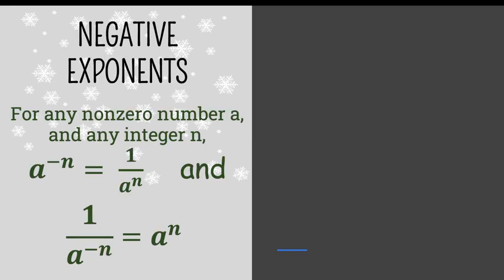Negative exponents. So negative exponents are all about the place that the number is currently. If a base has a negative exponent, it means that that base needs to be shifted to the inverse of where it is now. So if it's in the numerator and it has a negative exponent, you need to move the base and the exponent to the denominator, and then the exponent will become positive. If the base is in the denominator and has a negative exponent, you need to move it to the numerator and it will have a positive exponent at that point.